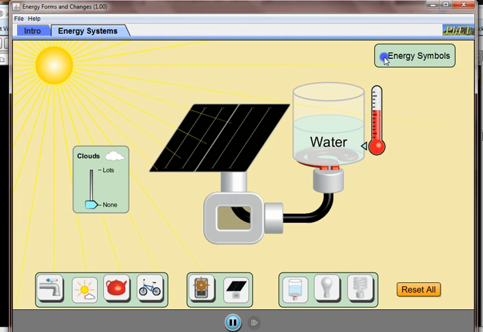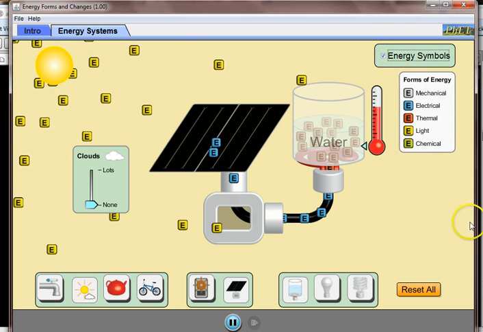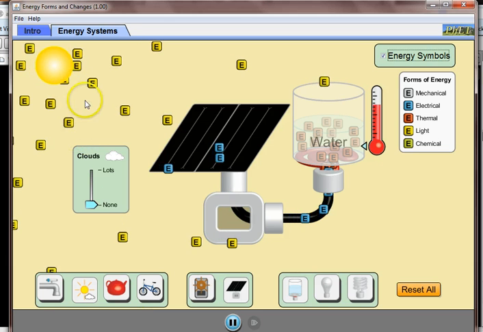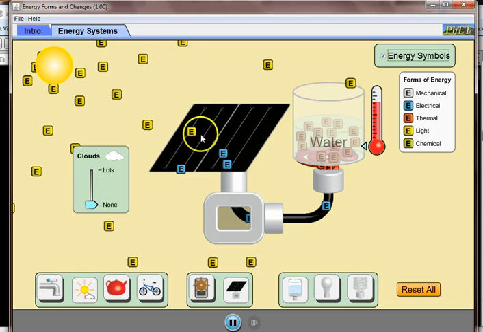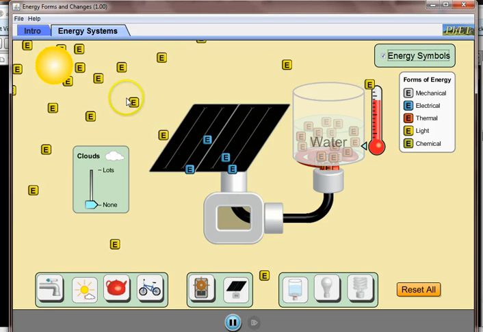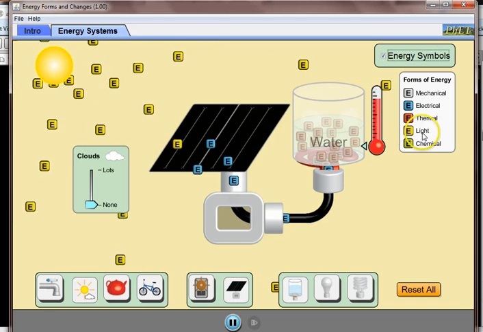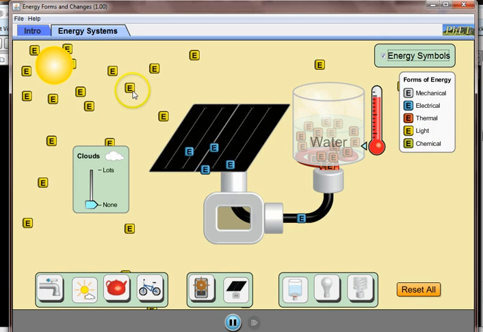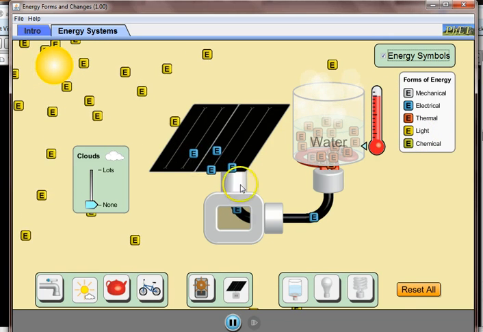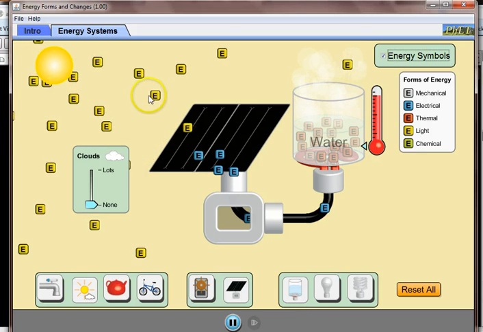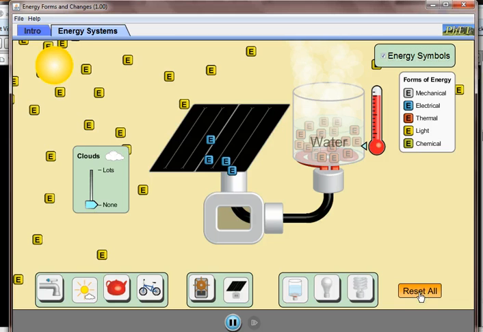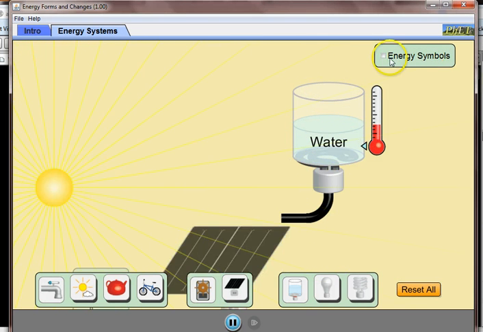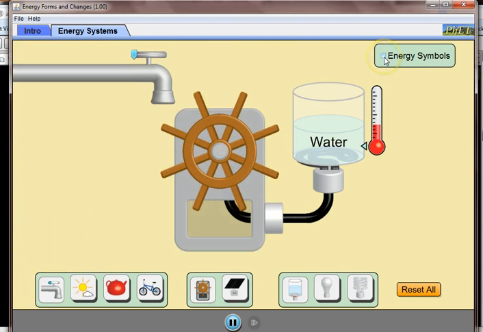Second, we have energy symbols. Oops, we forgot to turn on the energy symbols. So you can see that the sunlight is coming in. This is the light energy, correct? You can see how it is like a particle. Each of these looks like a particle, like little balls of energy falling in. So let's do the restart, start from the beginning.